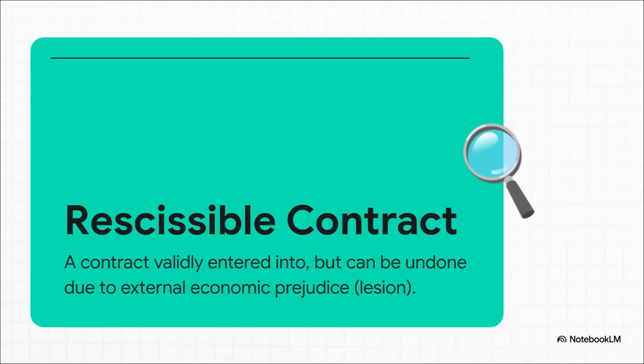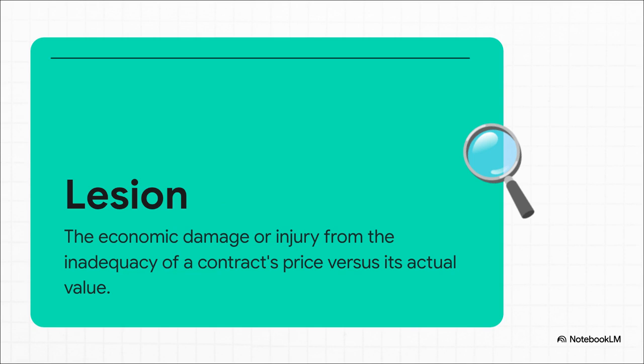The problem isn't inside the contract itself. The consent, the object, the cause, it's all good. The defect is external. It's about the bad result, the economic damage it causes someone. So it's valid until a court says, nope, we're canceling this. And that economic damage has a fancy legal name you need to burn into your memory: lesion.